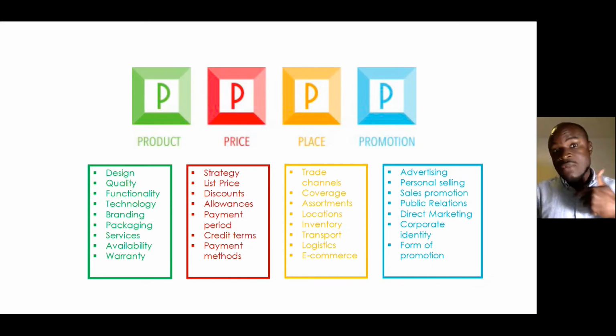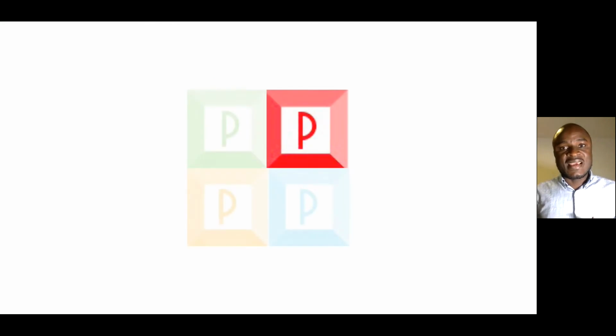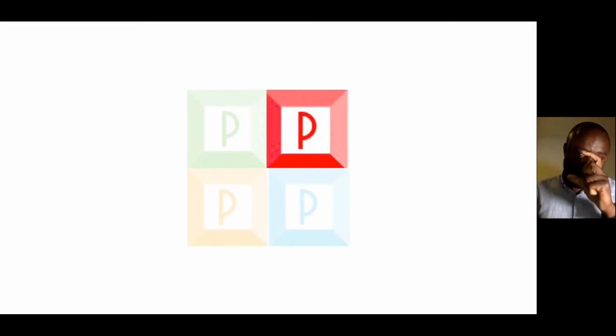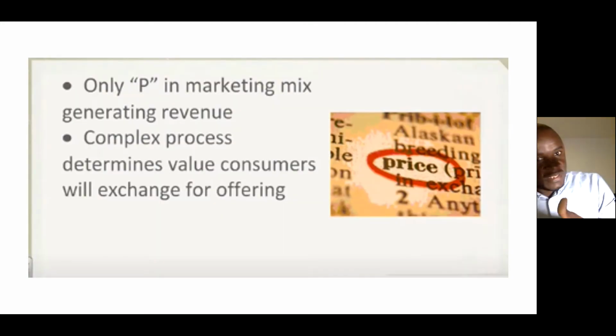is the price. So we have to pay attention to it, because it's a kind of complex strategy we have to go through to find out, are we going to make money or not? Because of the 4Ps, the price is going to support the other 3Ps, right? So as I was saying, the only P in the marketing mix that is generating revenue is your price.